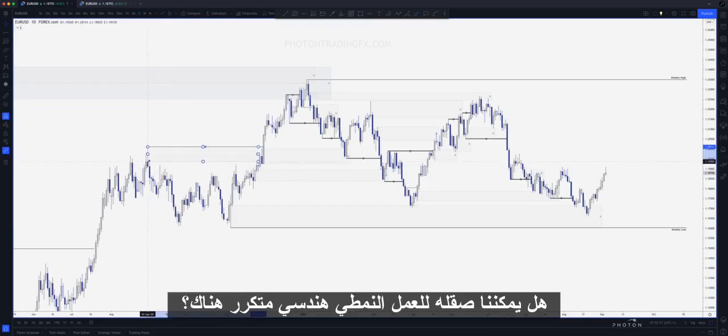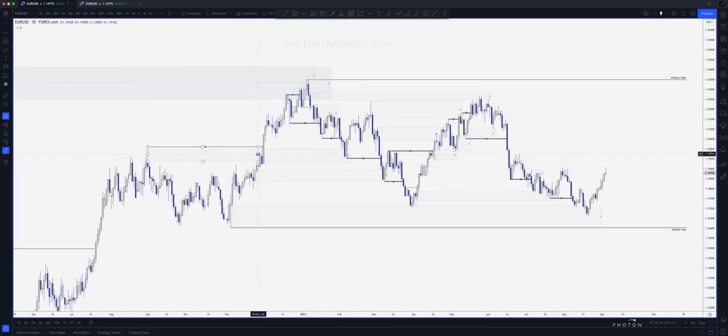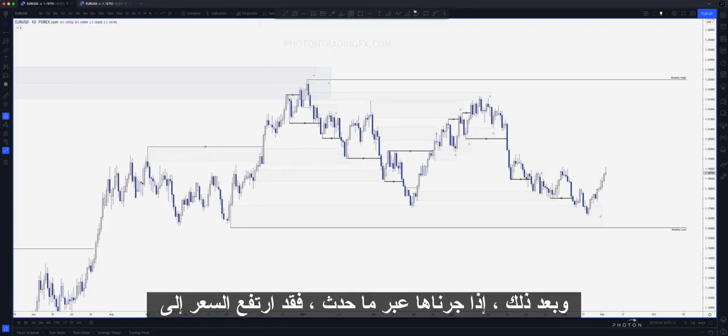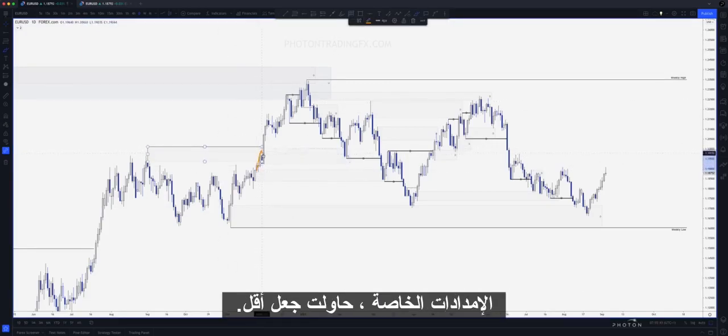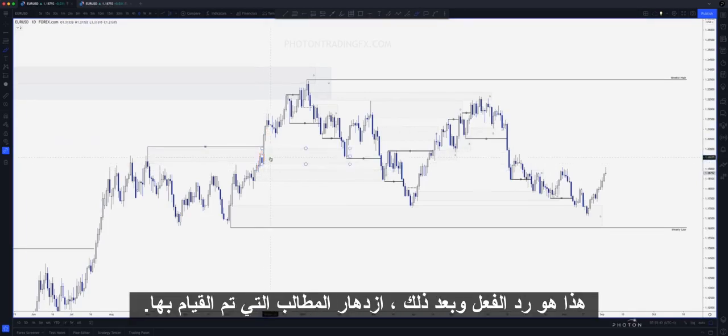So what can we do? We can refine it to the fractal wick there. And then if we drag it across, what happened? Price came up into the supply zone and tried to make a lower low, right? We had that bearish pressure come in. That's the reaction. And then boom, the demand stepped in.